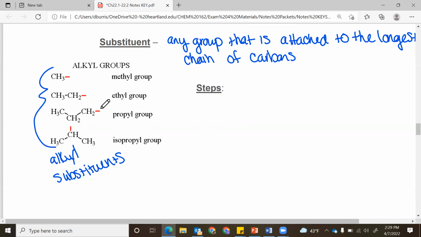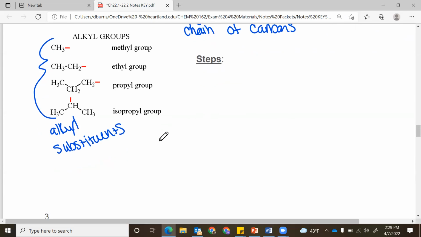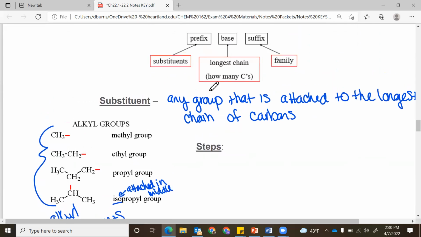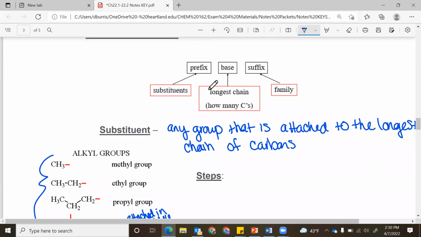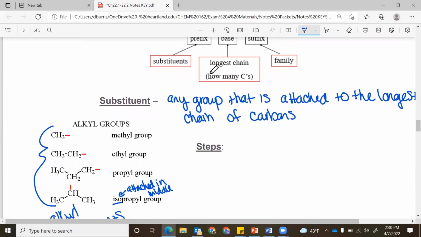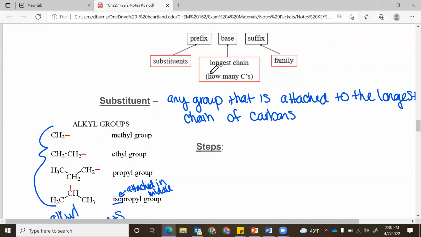Now they can either be attached on the end, or if it is attached in the middle, it's called an isopropyl group. That is attached in the middle. Okay, so we're going to look at a couple molecules that have these, and we are going to name them. So the first part of your molecule should be your substituent. So like what's stuck on it. And then the base is the longest chain of carbons, however many your longest chain is. So it could be like hexane, heptane, octane, all of those, okay?